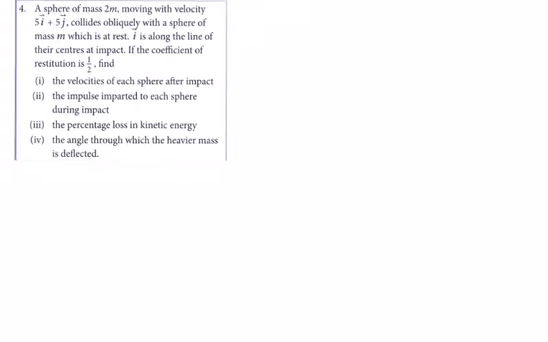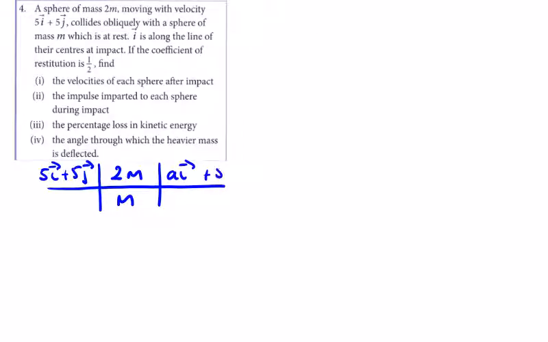In question 4, we have a sphere of mass 2m moving with velocity 5i plus 5j colliding obliquely with a sphere of mass m, which is at rest. So we have 2m, m. We have 5i plus 5j, which is going to become ai plus 5j. Second sphere at rest, so 0i plus 0j, which is going to become bi plus 0j. So we apply our equations here.